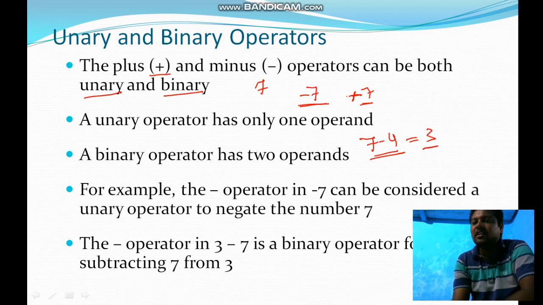When you use a unary plus or unary minus, it just changes the sign of the number. When you use a binary operator, it will add or subtract two numbers. Operands are the values we are giving. For example, 8 is an operand and 9 is an operand. Here we are using two operands, that's why it is called a binary operator.